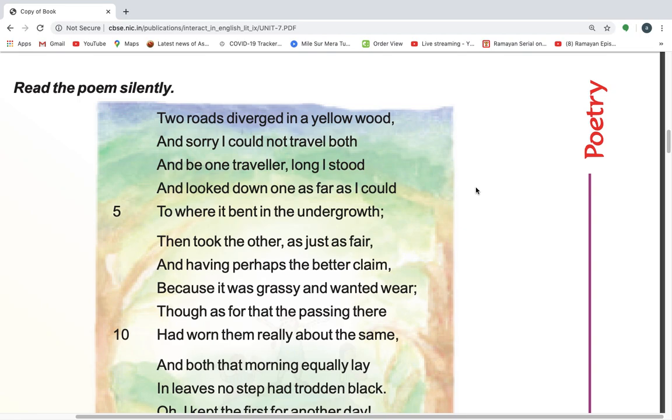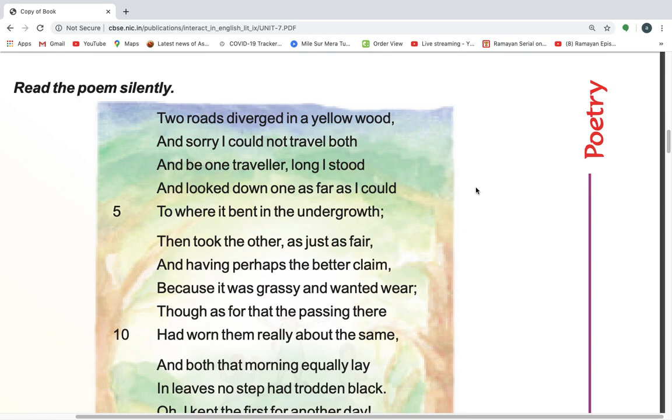The poet feels sorry that he could not travel both because he can only choose one of them. And once he chooses his path, there may be chances of returning back and then taking the other path, but there are very few chances of that. Therefore he apologizes that he is sorry that he could not travel both the paths.